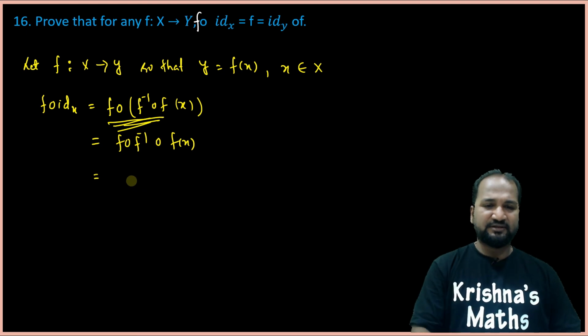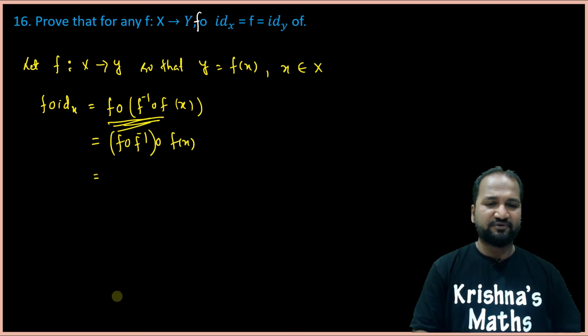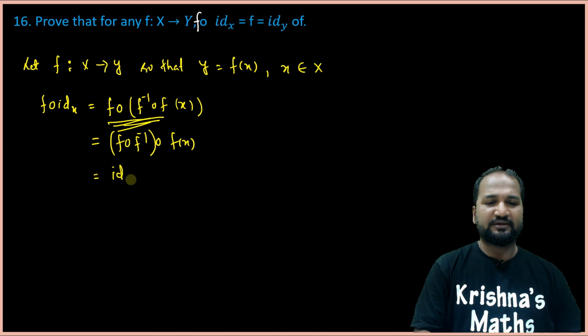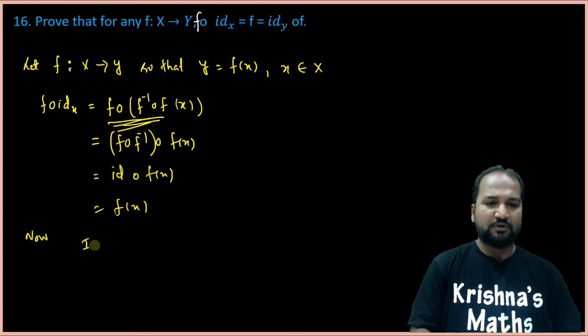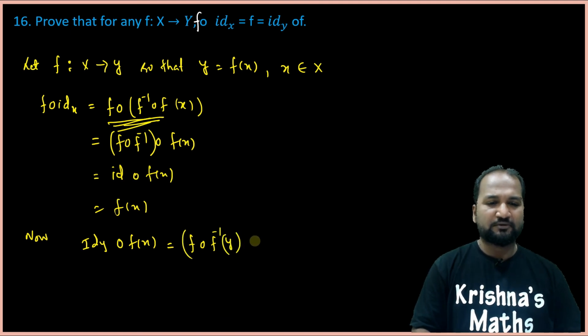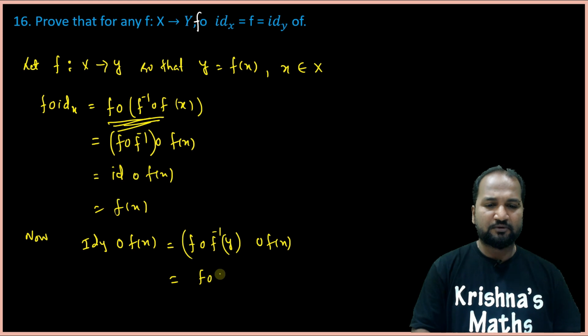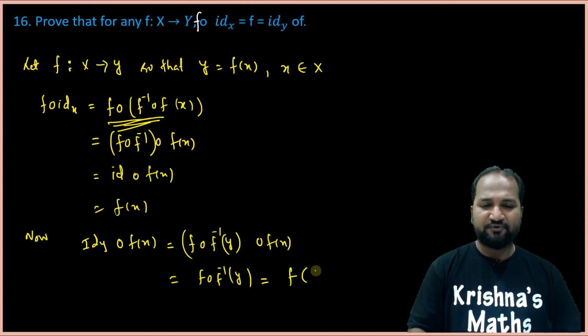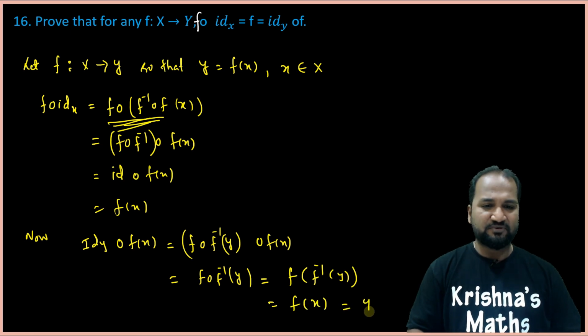Associative, so we can give the bracket here. This is id o f of x, and this is equal to identity. This will be equal to f of x. Similarly, id Y o f of x is f o f inverse of y o f of x, which is equal to f of f inverse of y, equal to y.